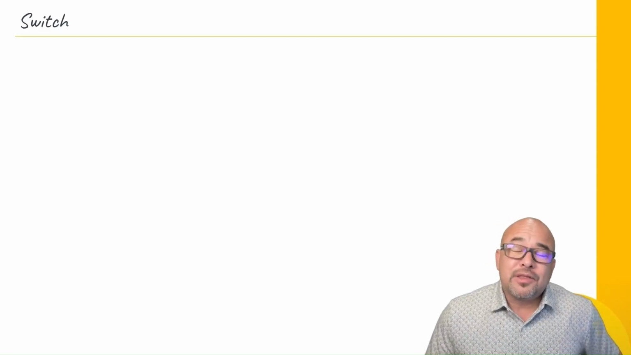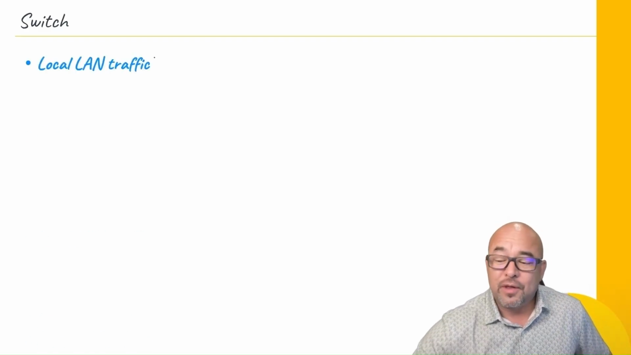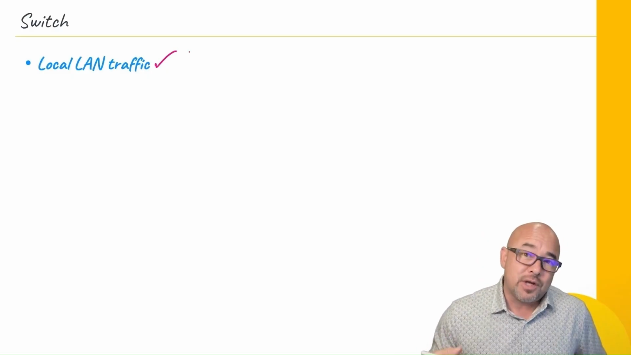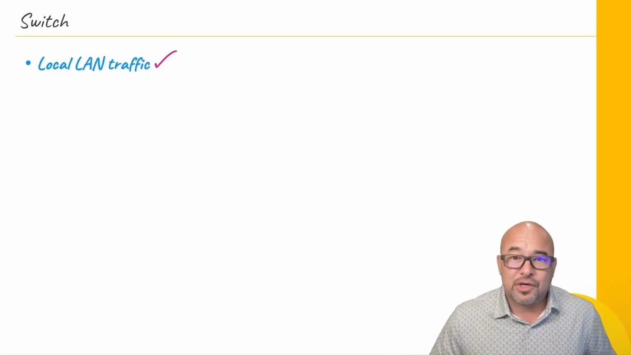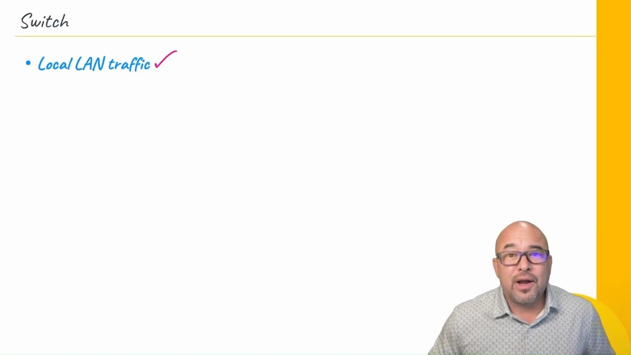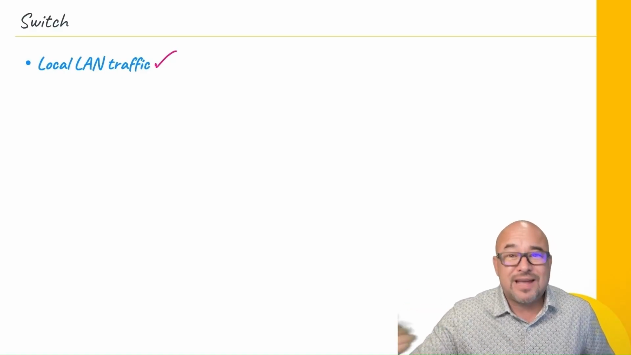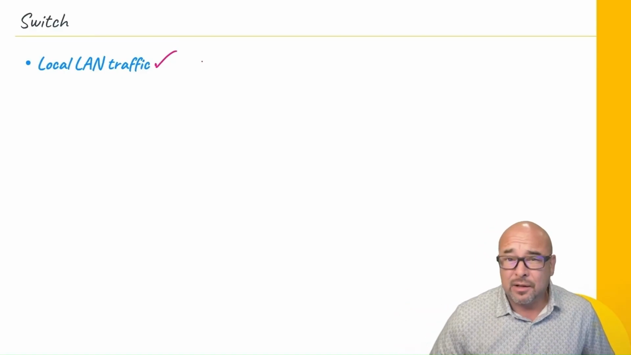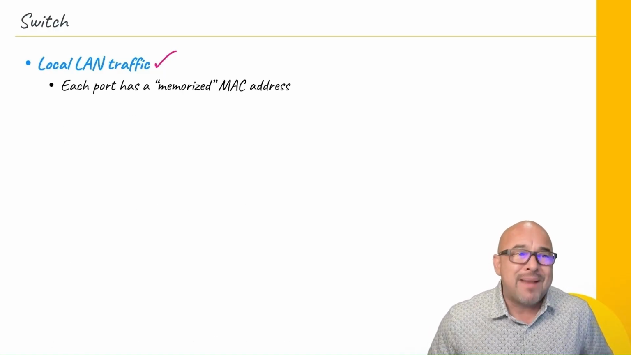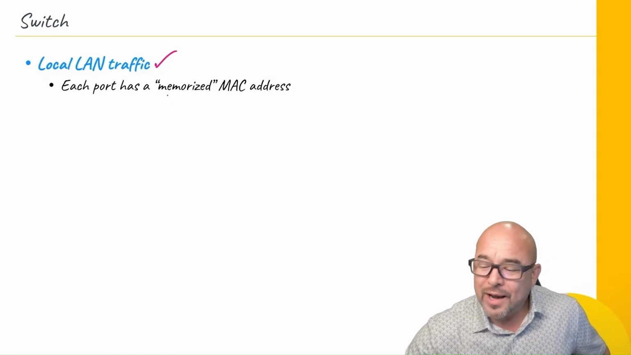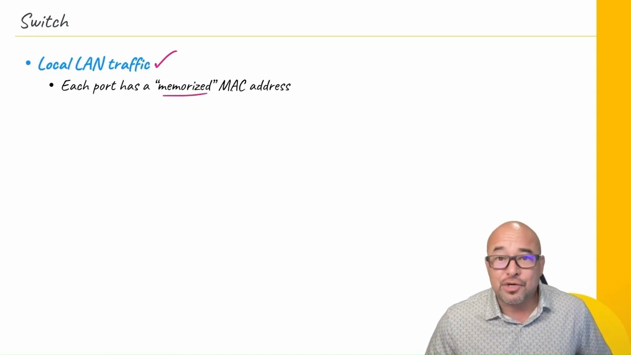Now remember, at the switch level, we're really dealing with LAN traffic. We talked about this when we talked about the layers of the OSI model, and we talked about layers of network traffic. Remember, there's the physical layer down at the bottom, and then above that is the data link layer. These work at the data link layer, and so what they want to do is to direct traffic to specific MAC addresses. Remember, each port has kind of a memorized MAC address.